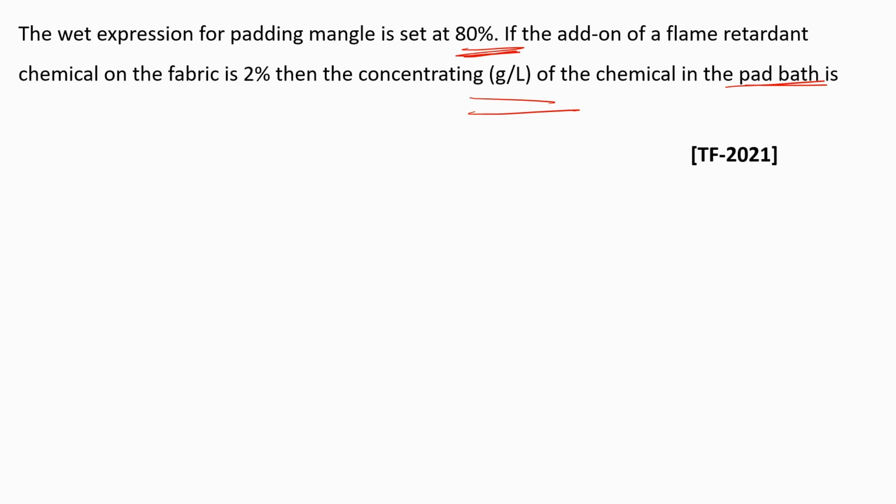So what you have to find is the concentration of the chemical in the pad bath. Assume that the fabric weight is 100 kg. You have to assume this. Assume that the fabric weight is 100 kg, then the add-on is 2%.